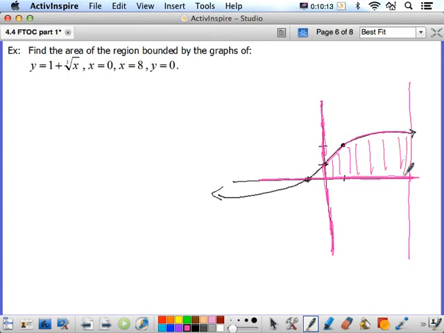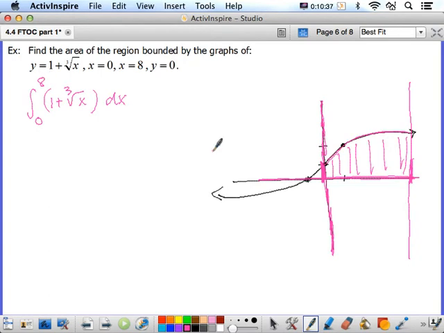Make sense? Okay, so this is our main graph, so that's what we're going to take the integral of. We're going to take the integral of 1 plus the cube root of x with respect to x, because we're trapping to the x-axis. And we're going to go from here, which would be x is what? 0. Up to x equals 8. So from 0 to 8.